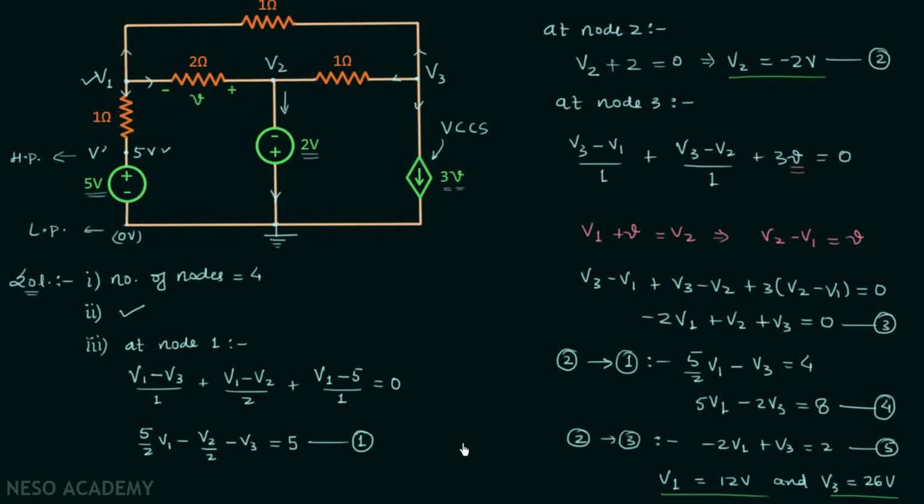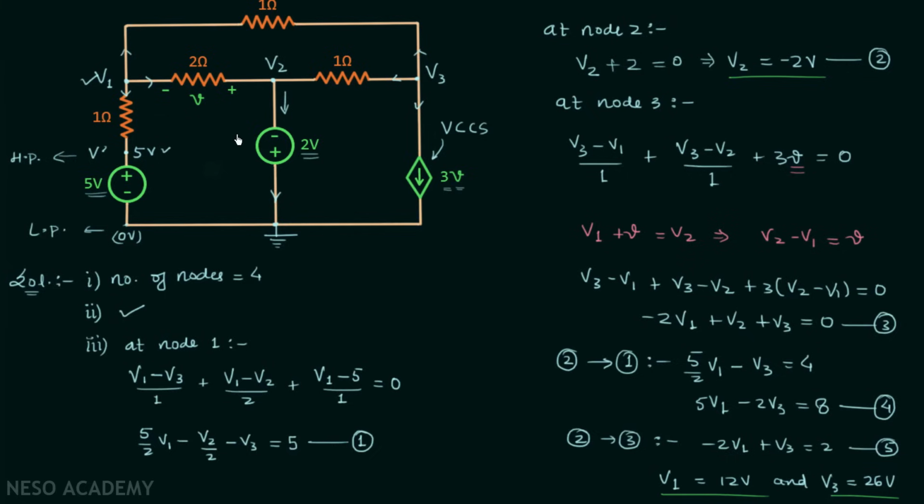Let us now try to find out the current in this branch. We know how to calculate the current in any branch following Ohm's law. In this branch, the current will be equal to the voltage across the branch divided by the resistance offered by the branch. The voltage across this branch will be equal to V2 minus 0. V2 is equal to minus 2. So we can have the voltage across the branch. And now if we divide the voltage across the branch by the resistance offered by the branch, we will have the current we need.